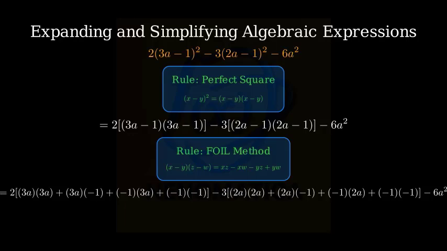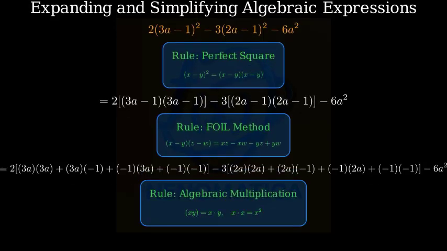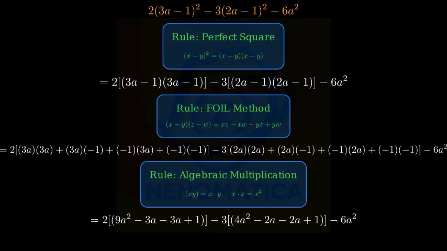Now, let's perform the multiplications within each part. We'll apply the basic algebraic operations to simplify the terms. This gives us 2 times the quantity 9a squared minus 3a minus 3a plus 1, minus 3 times the quantity 4a squared minus 2a minus 2a plus 1, minus 6a squared.